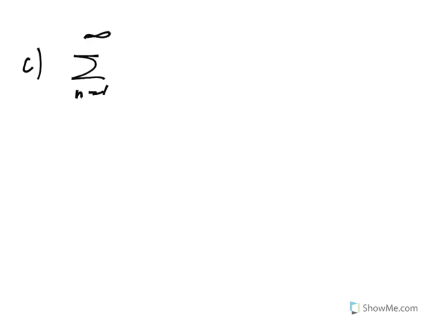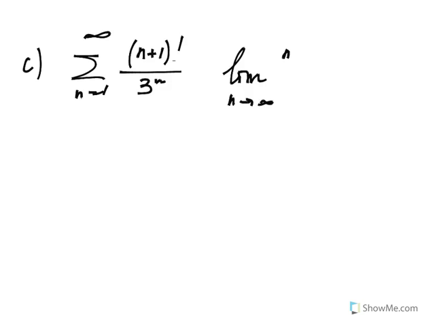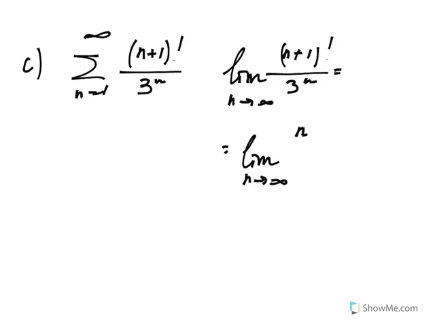Okay, so that's very important to apply the nth term test. C. n plus 1 factorial over 3 to the n. The nth term test, let's see which one grows faster. So limit as n approaches infinity, that we can express as n plus 1 times n factorial over 3 to the n.